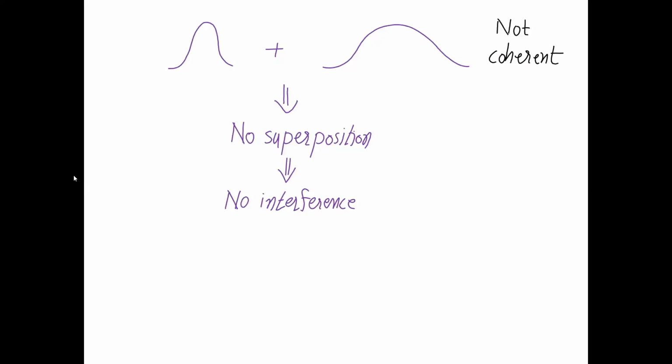Look at this example. These two signals cannot superimpose, so interference cannot occur. Let's take it as our first question: why can these two signals not interfere?